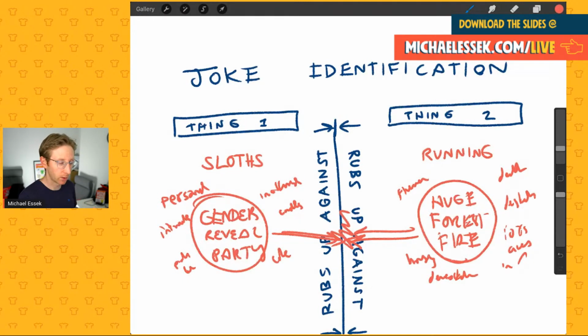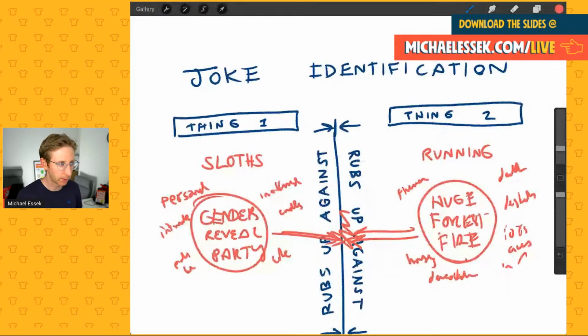When you think about, and this is what a lot of the tweets are getting at, and what a lot of the memes are kind of circling around, it's this conflict between these two things, a gender reveal party, which represents one kind of thing, and then a huge forest fire on the other side, which represents another kind of thing.